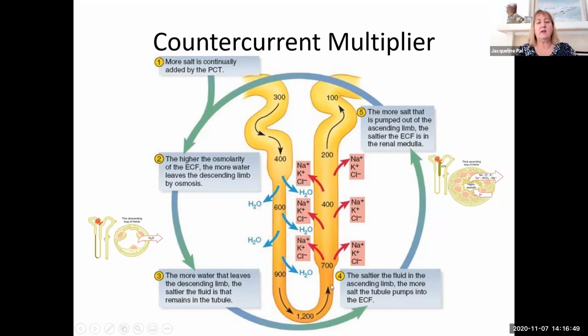So we have a super salty filtrate entering the thick ascending limb, thereby allowing active transport to pump it into the extracellular fluid. And the more salt that is pumped out of it, the saltier the concentration, or the more milliosmoles we have, in the extracellular or the peritubular fluid in the renal medulla. Okay, so pause it if you need to for a second to make sure you really understand this before we add the next step.